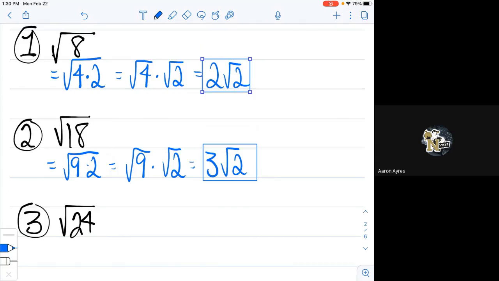Now, as you work this out, you need to think about this. There is another method I can show you. If you're having trouble figuring out what your perfect square numbers are, there is another way. The other way is to take the number that's the radicand, in this case 24, and factor it using a factor tree.